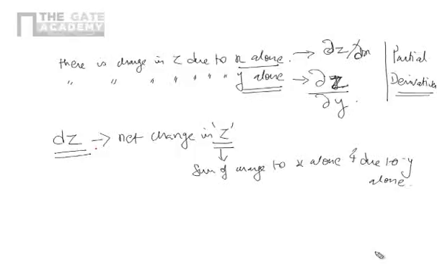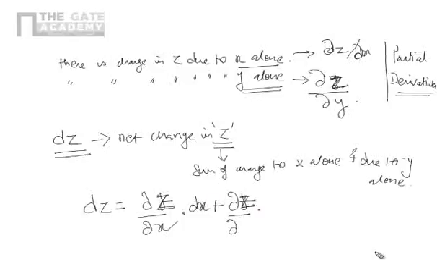Correct? Something like that. So dz is nothing but dou z by dou x times dx plus dou z by dou y times dy. This is the change due to y, and this is the change in y. This is the change due to x, and this is the change in x itself. Remember, we do the function of function rule, we do the chain rule, right?